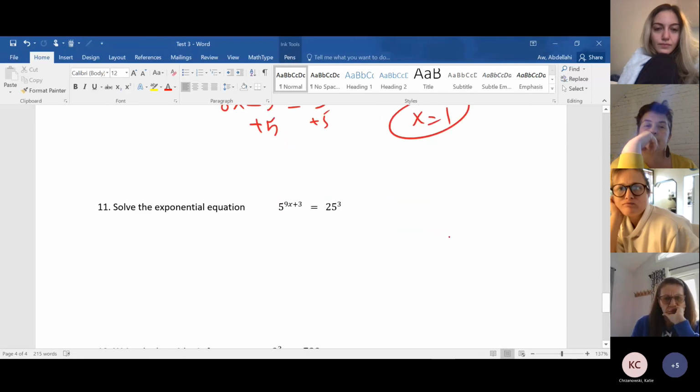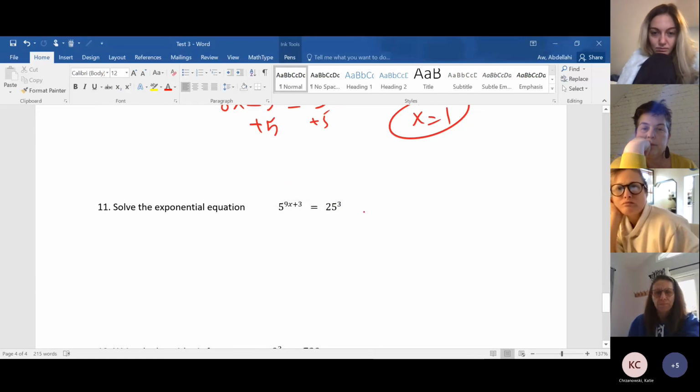For this one right here, about the same thing. We're going to try to write 25 to the 3rd in base 5, right? But 25 happens to be what?